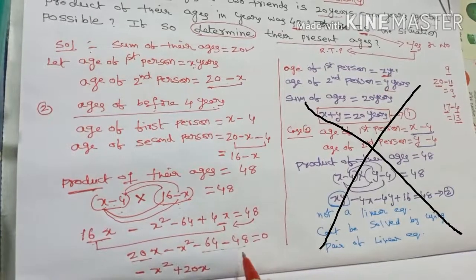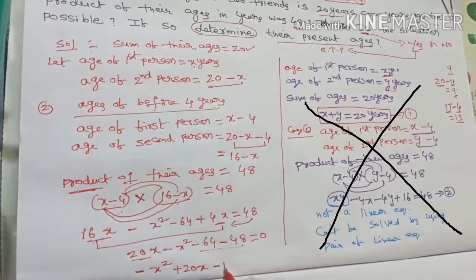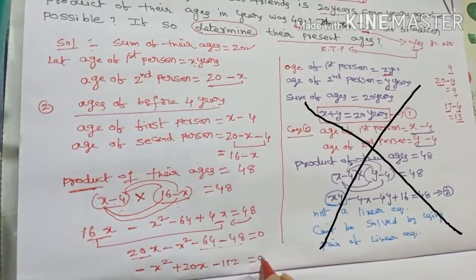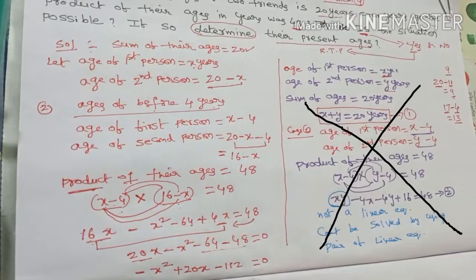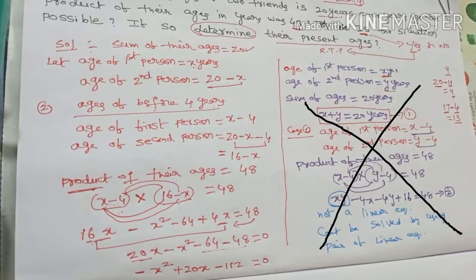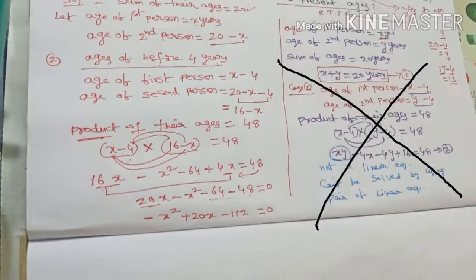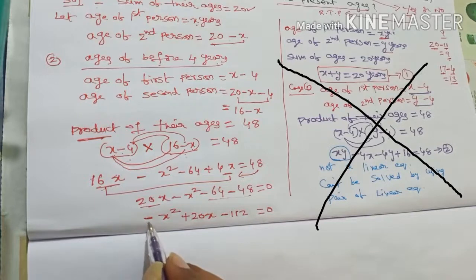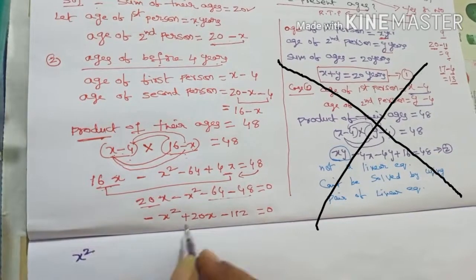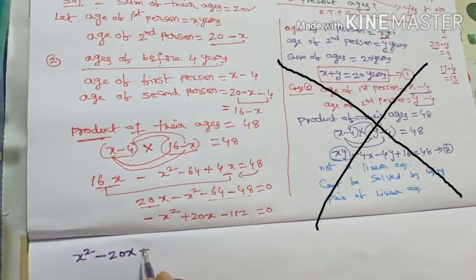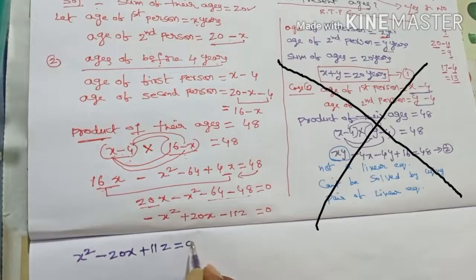Then come to the two constants. It is nothing but minus 112 is equal to 0, isn't it? But here we have a quadratic equation, but here the x square contains minus sign. If you want, you have to remove the minus sign of x square. If you multiply throughout this equation with minus, this minus becomes plus. What happens? X square, here plus into minus, minus 20x, here minus of minus, plus 112 is equal to 0.